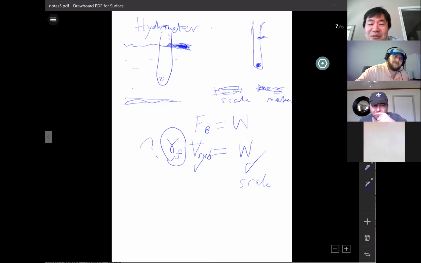Well, usually with a hydrometer, you don't need a marker. They already have the marker on the tube. You put it in, and it can tell you the volume directly. But even without that, you can do it.